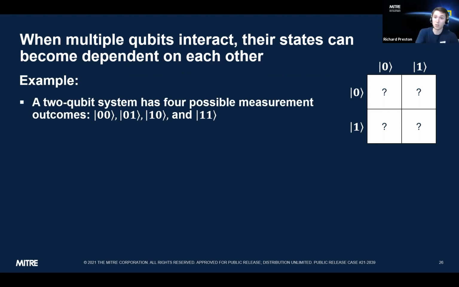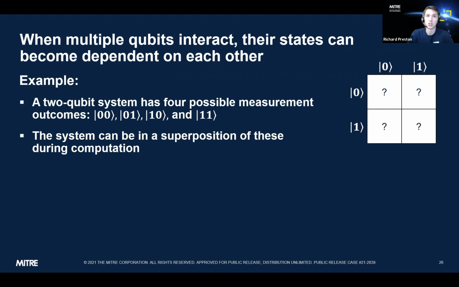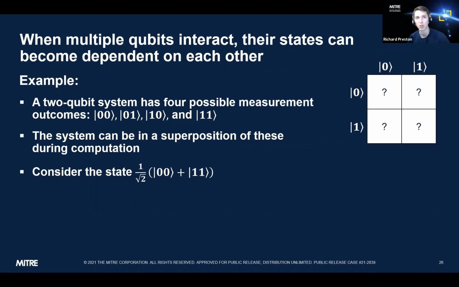As we saw with the 1-qubit system, it could be in a superposition of these during computation, just the same as with a single qubit. So for example, you could have this state, which looks a little bit like plus, but it's actually called a Bell state. Anyway, you have 1/√2, 0, 0 plus 1, 1. So what does this mean? Does anybody know what this state vector notation means, or can anybody guess? I know we didn't go into the math syntax in detail.